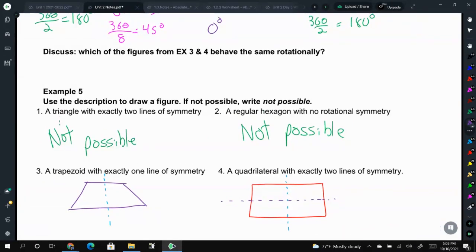So that's it with symmetry. Again, it's something that I'm sure you've seen before, but now we're actually getting to the math part of it. So hopefully you understood this video.